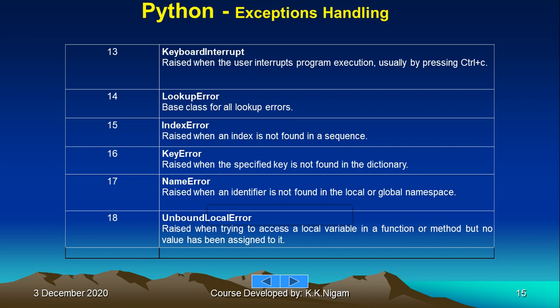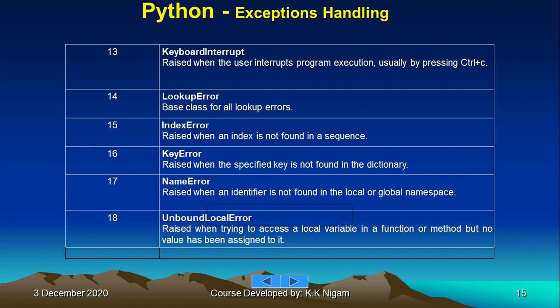Lookup error: base class for all lookup errors. Index error: raised when an index is not found in the sequence. Key error: raised when the specified key is not found in the dictionary. Name error: you can see that whatever error comes, there is an explanation of why that error has arisen, and you must be able to take the corrective measure for that. Name error: raised when an identifier is not found in the local or global namespace.